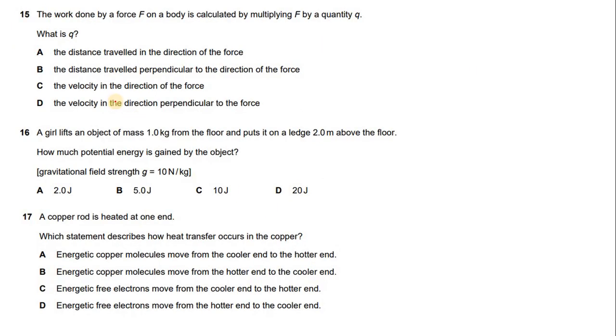Question number 15. The work done by a force F on a body is calculated by multiplying F by a quantity Q. So we find work by multiplying force with some quantity Q. What is Q? If you recall the formula for work, work is equal to force into distance. The second quantity is the distance in the direction of the force. This is important. This distance must be in the direction of the force. So Q is the distance traveled in the direction of the force. This must be our option.